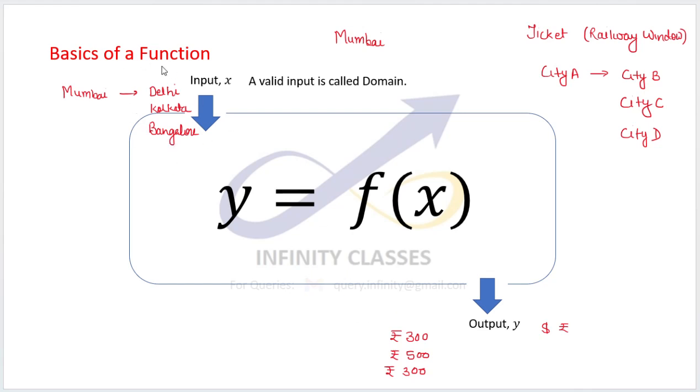But it should be a valid input. As soon as you are at a railway station and you say that you want a ticket to London, there is no railway system from Mumbai to London, and hence this is an invalid input. For this invalid input, there won't be any output. So input to the function has to be valid and completely recognizable. Also, for every input, there has to be an output. There cannot be a case where you give an input but it is not able to give you an output. So that is the basic of a function.